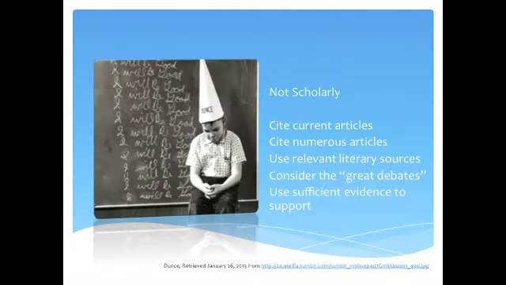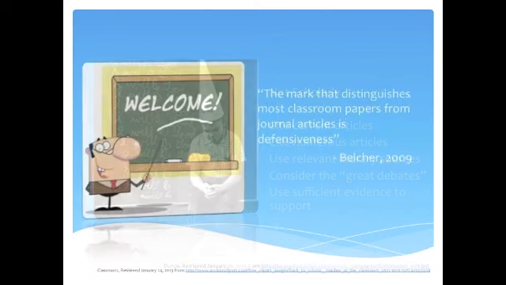Articles fraught with mistakes in references, dated citations, errors in documentation, or simple language may be deemed unscholarly and may not be considered for publication. To avoid having your article rejected on this basis, consider citing articles that are no more than 3 to 5 years old, cite numerous articles in your field of study, and use relevant literary sources and cite those that are prominent in your field. Consider the great debates.